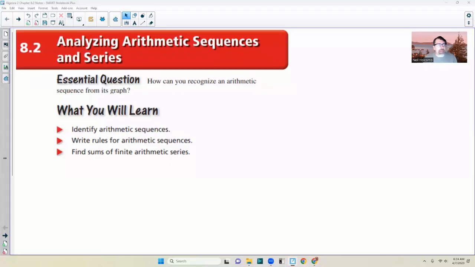All right, this is chapter 8.2, analyzing arithmetic sequences and series. The essential question for this chapter is, how can you recognize an arithmetic sequence from its graph? What you will learn in this chapter is how to identify arithmetic sequences, write rules for these arithmetic sequences, and find sums of finite arithmetic sequences. So here we go.